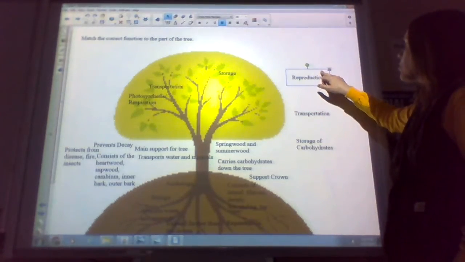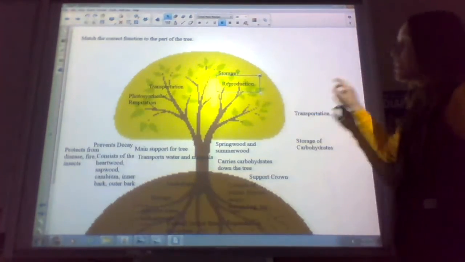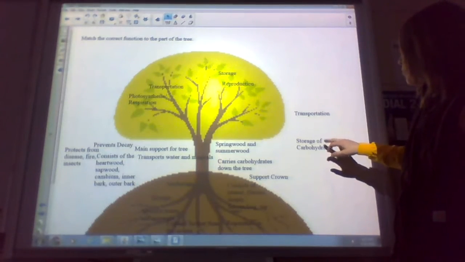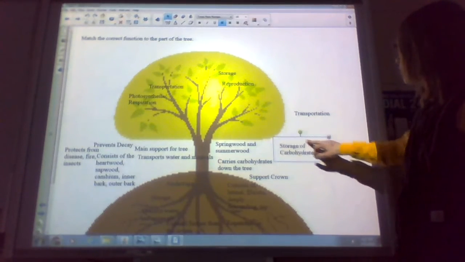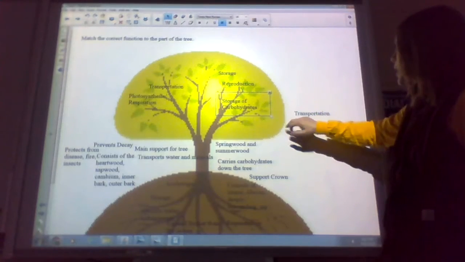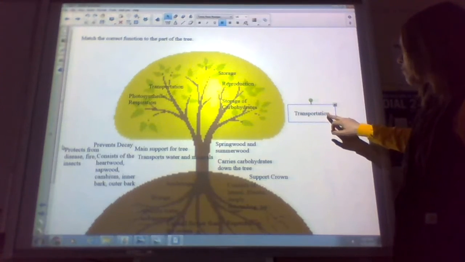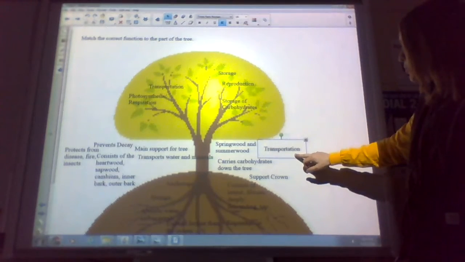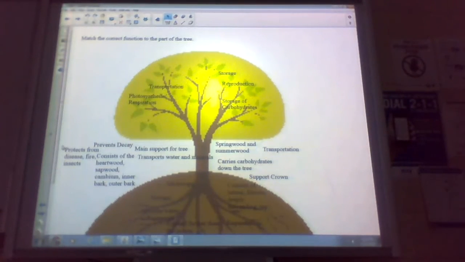and reproduction also occurs here in the form of maybe an apple tree, the apple seeds within the apple, or a nut tree, the nuts themselves, or a maple tree has the helicopters. Those are all found in the crown, and that's its way of reproduction. I think I already mentioned this, but storage of carbohydrates is going to happen up here too. And we have transportation left behind. Well, transportation occurs actually in all three, so I'm just going to set it in the middle for now. And those are the functions of all parts of our tree.